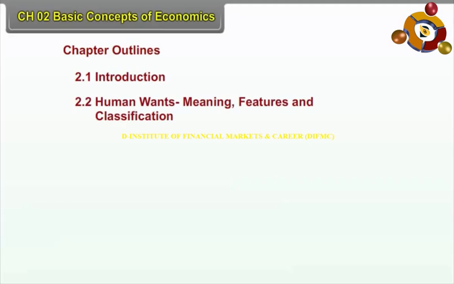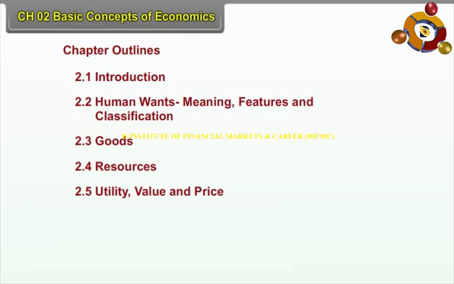Chapter 2: Basic Concepts of Economics. Chapter Outline. 2.1 Introduction. 2.2 Human Wants, Meaning, Features and Classification. 2.3 Goods. 2.4 Resources. 2.5 Utility, Value and Price. 2.6 Demand and Supply. Learning outcome.